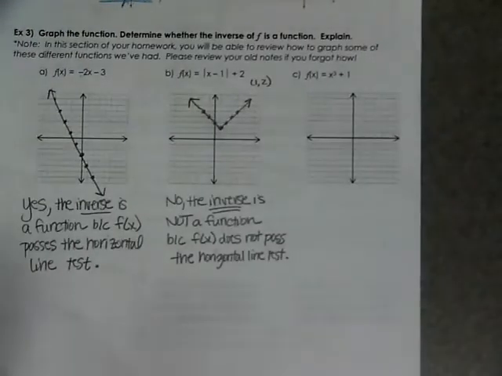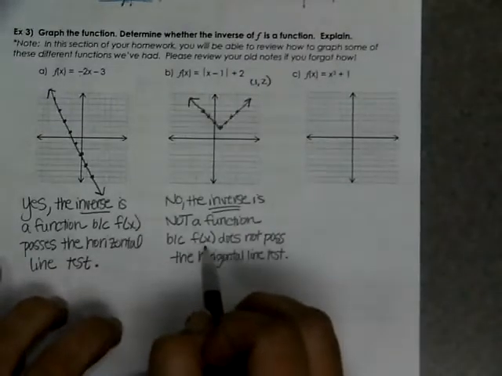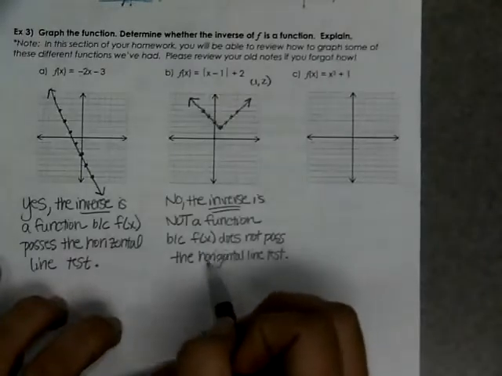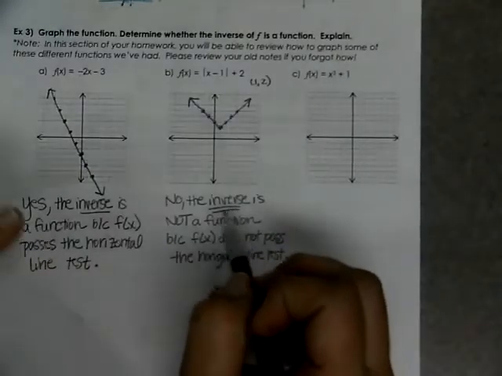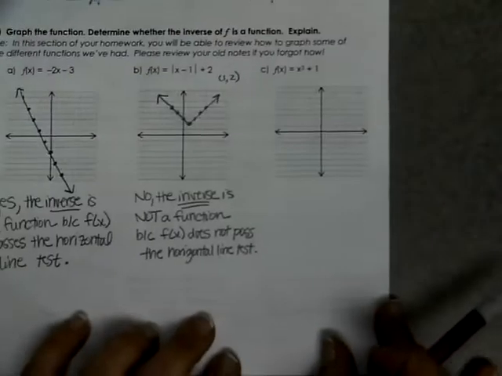Okay, again, notice I didn't use the word "it" in there at all. I was very specific in saying that we use f of x, we use the horizontal line test on f of x, and we're able to make a decision about the inverse being a function based on that. So no, the inverse is not a function because f of x does not pass the horizontal line test. Okay? So let's look at letter C.